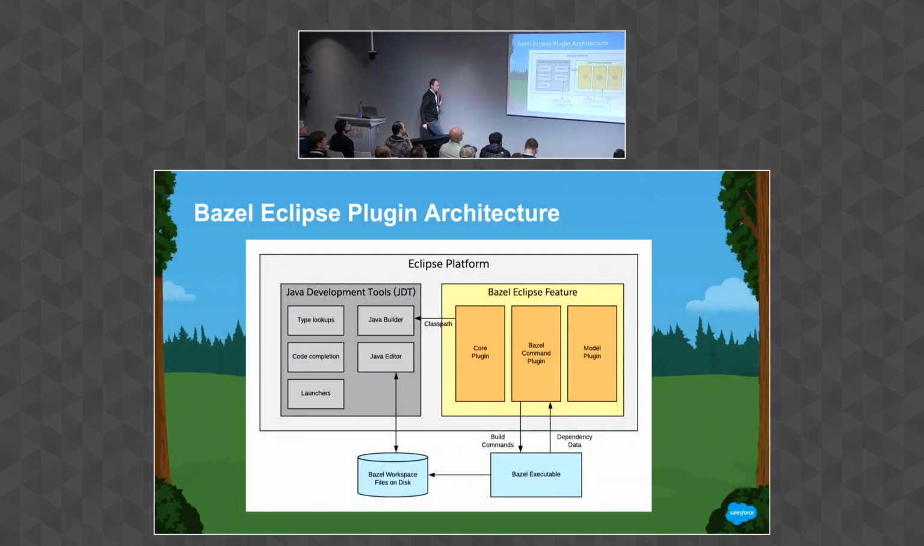The architecture is similar to M2 Eclipse, so we've got the Java development tools from Eclipse, the standard ones that have been there for years. And then we have the features implemented as a number of plugins, and it interacts with the Bazel executable on your machine. It runs aspects to determine the dependency data from your build files. And when you change a file, we'll run the build from the command line. So if you have things in your Bazel RC file, that does get applied. And then we parse the output and put those into your Eclipse problems view.